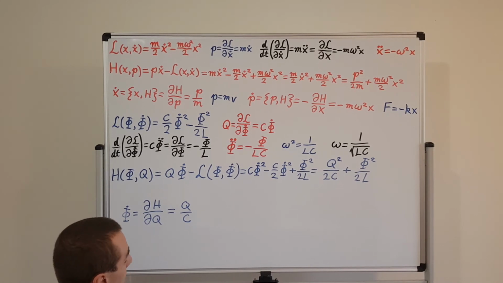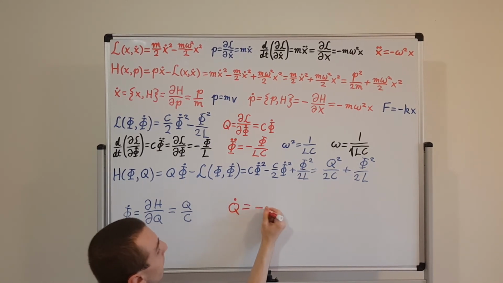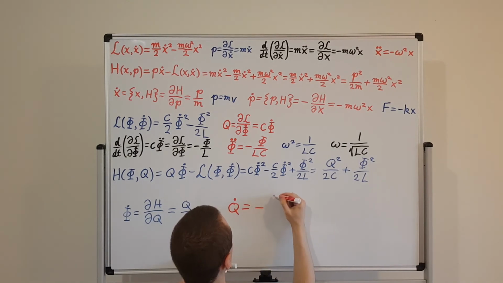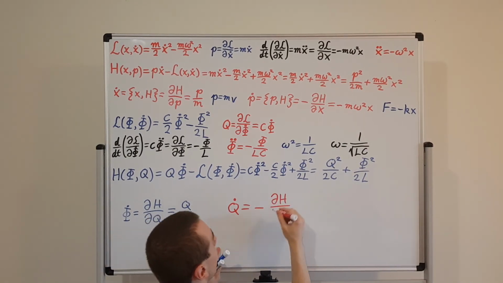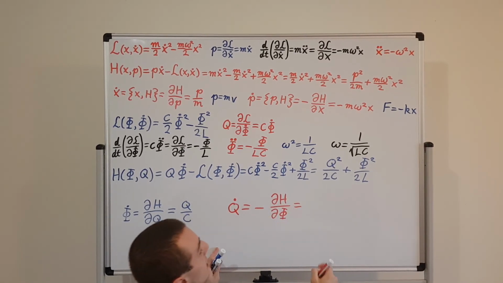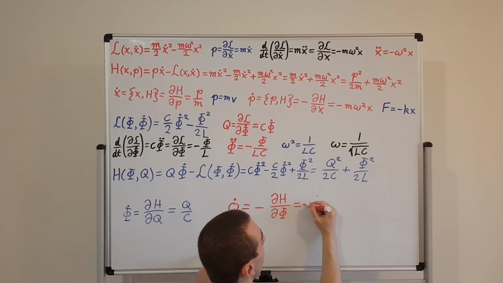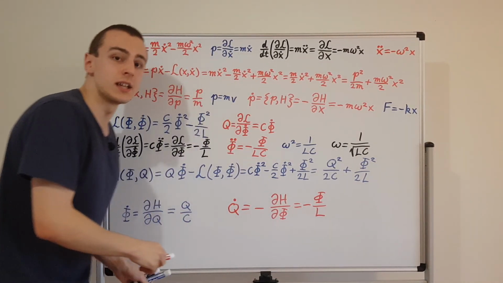And what about the other variable of interest, which is Q? Well, Q dot is going to be minus, so this is analogous to this equation over here, minus the partial derivative of the Hamiltonian with respect to this flux. So we have flux over here. And it's going to actually give us this term differentiated. So we're going to have minus this flux over the inductance. So this is Hamilton's equations.